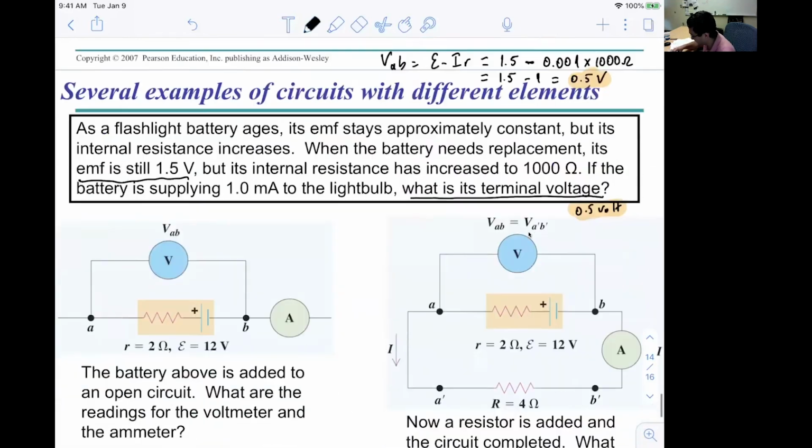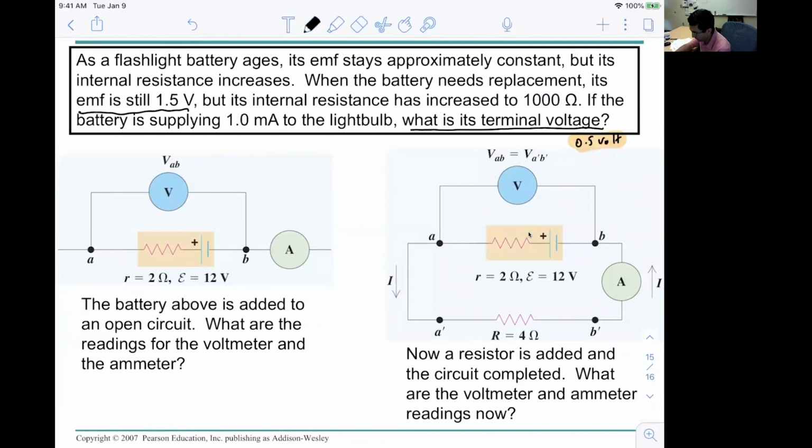In the second example, it's the left one. The battery above is added to an open circuit. What are the readings for the voltmeter and ammeter? You have this circuit, it's open, which means it's not complete. Thus, the current must be 0. So if the current is 0, the terminal voltage will be equal to the EMF voltage, right? Then this will be 12 volt.